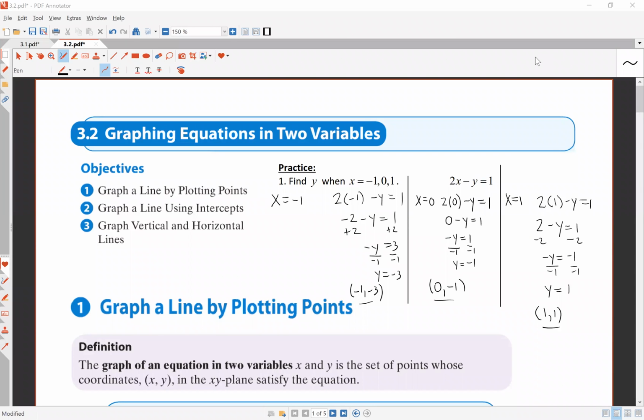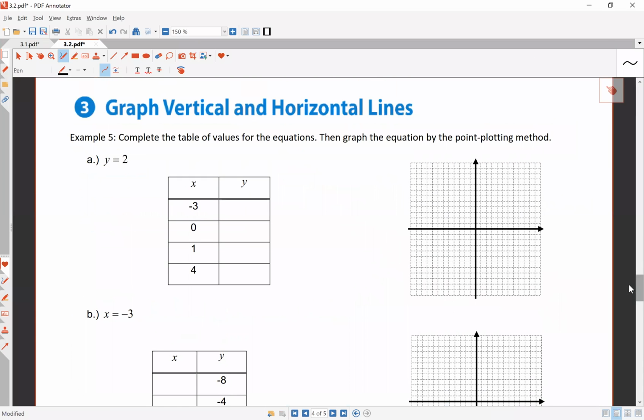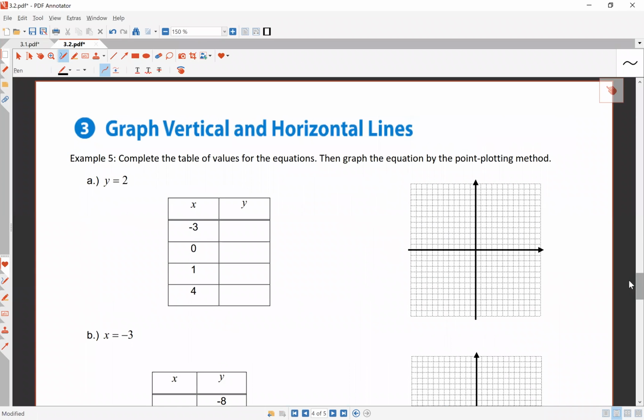This video covers section 3.2, graphing equations in two variables. Objective 3, graph vertical and horizontal lines. Vertical and horizontal lines.